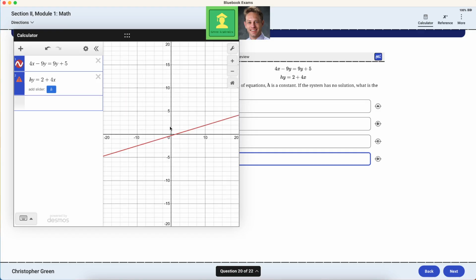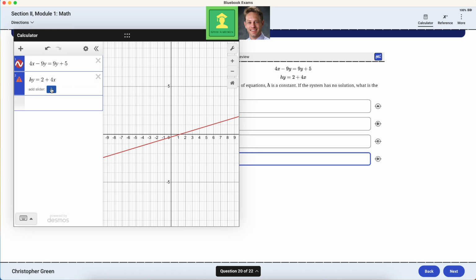Okay. Going all the way back to here now, if I add a slider for h, this is actually an amazing feature. It lets you maneuver this until you create the situation where they are parallel, which of course means that there's no solution.